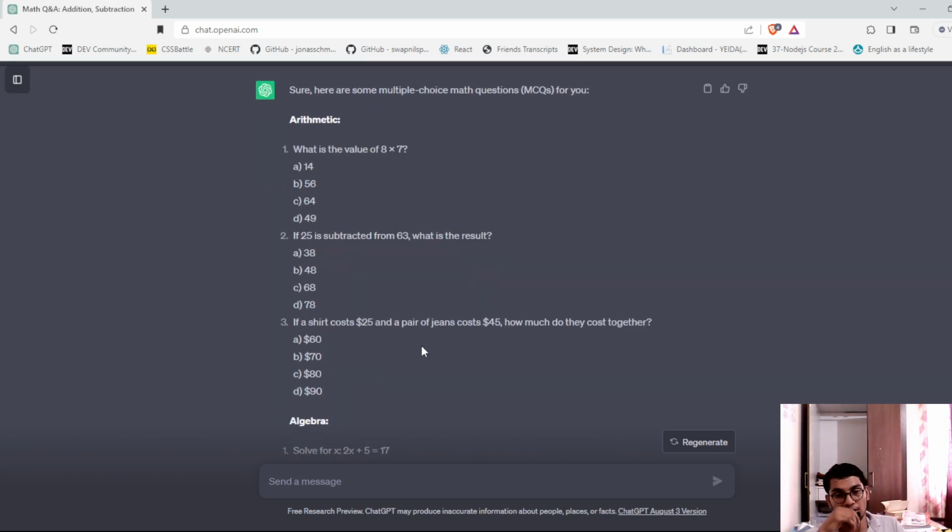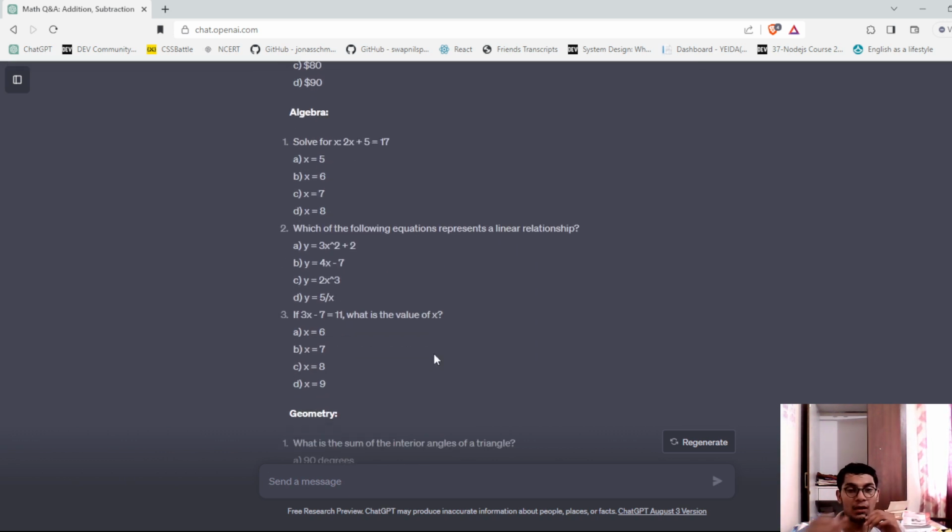If a shirt costs 25 and a pair of jeans costs something, what will they cost together? Simply add these two numbers. Solve for x, I have already done this. Which of the following equations represents a linear relationship? If 3x minus 7 equals 11, what will be the value of x? I have already done this.